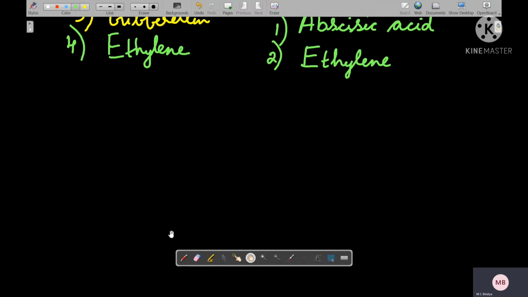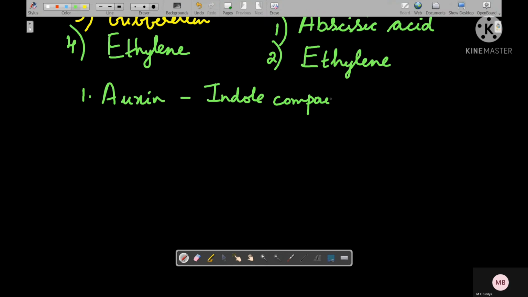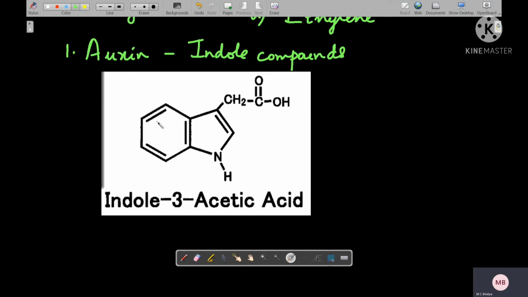For example, auxin. If it is auxin, auxin is derived from some of the indole compounds. Indole means there will be two rings, heterocyclic rings like this, and auxin is indole 3 acetic acid.